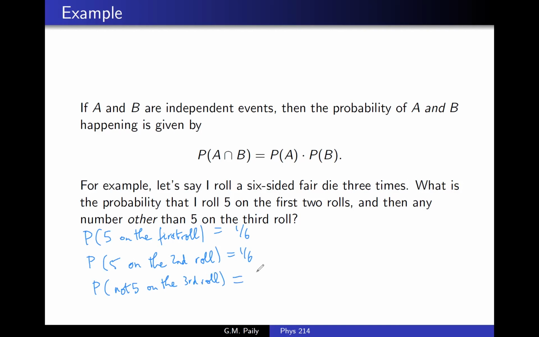We're looking for the probability of anything other than 5, so it would be 1 minus 1/6, which is 5/6. And so the total probability is simply going to be the product of these 3, so it'll be 1/6 times 1/6 times 5/6. So it'd be 5 over 216.